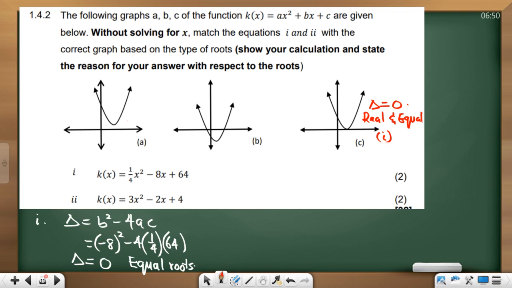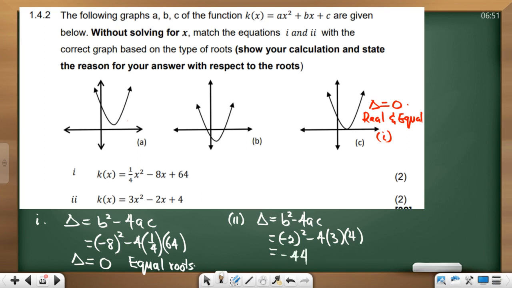All right, let's see. What about the second one, number 2? Let's see number 2. Discriminant equals b squared minus 4ac. What is my b? My b is negative 2, squared, minus 4. What is my a? 3. And what is my c? 4. All right, if you use your calculator here, that will give you 4 minus 48. That will give you negative 44.